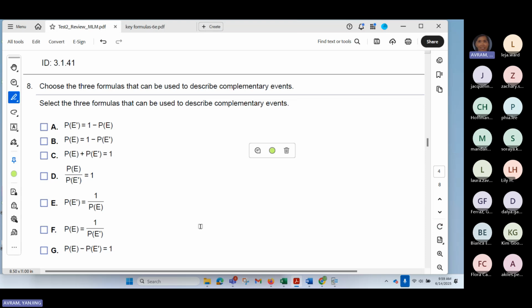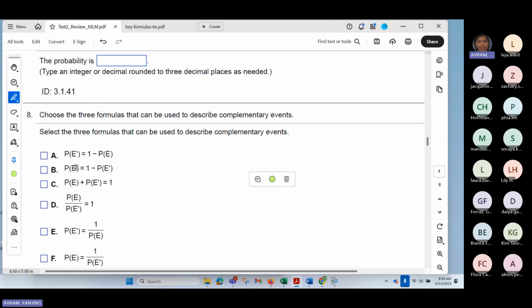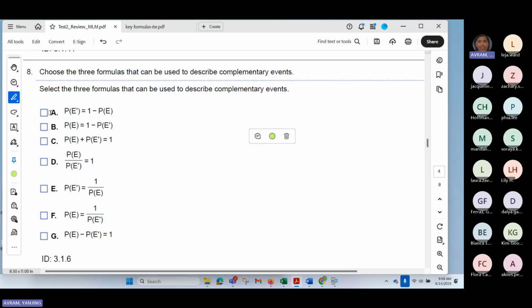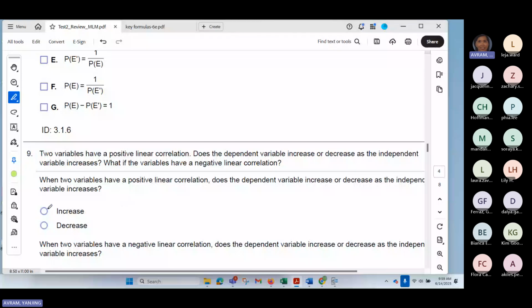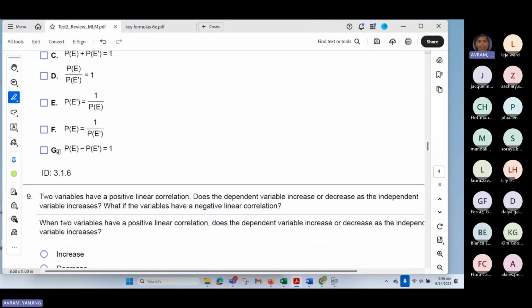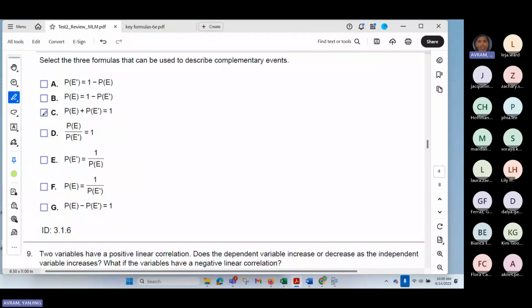All right. Choose the 3 formulas that can be used to describe a complementary event. Okay, so usually, if you look at this square, it's multiple choice. That means more than one answer will be correct. If you're using this radio button, that's a single choice. You just choose one, okay? And that's kind of a little bit standard in here. When you see the square button, that means you can choose more than one, or maybe just one, but you can choose more than one.